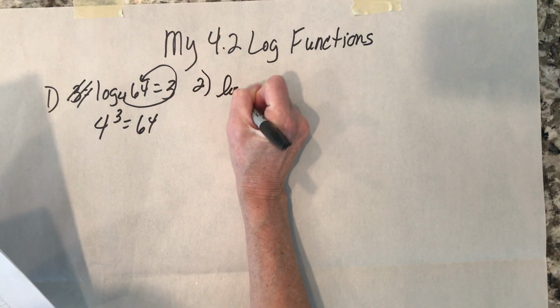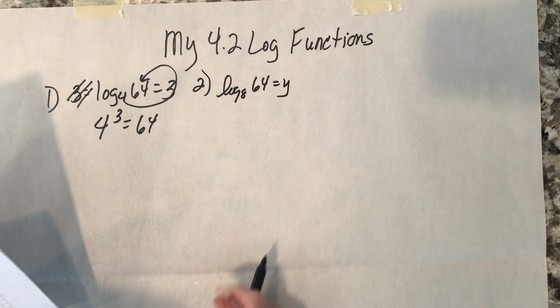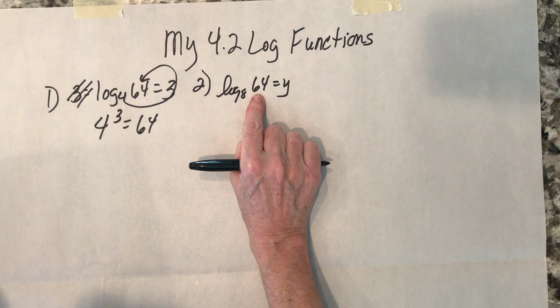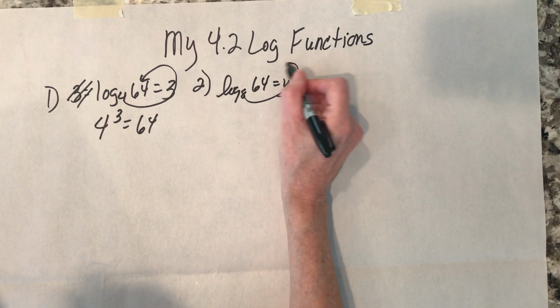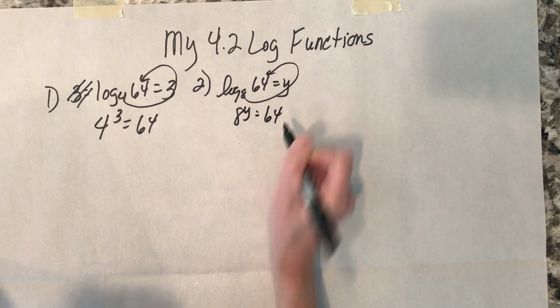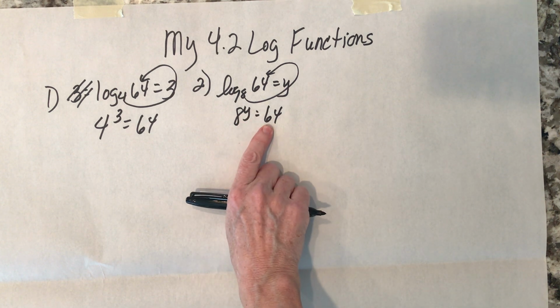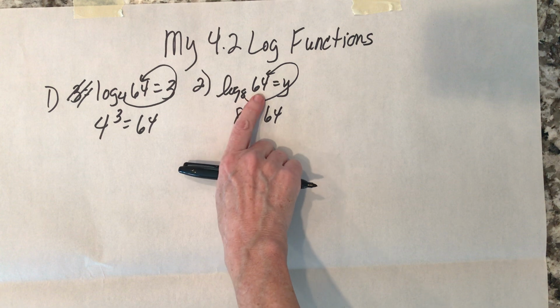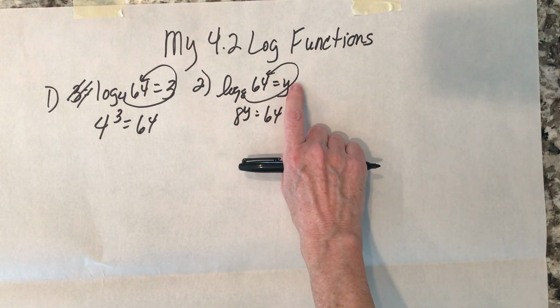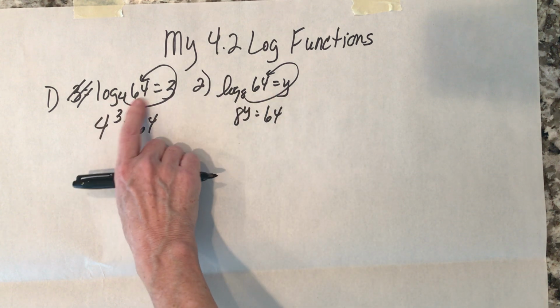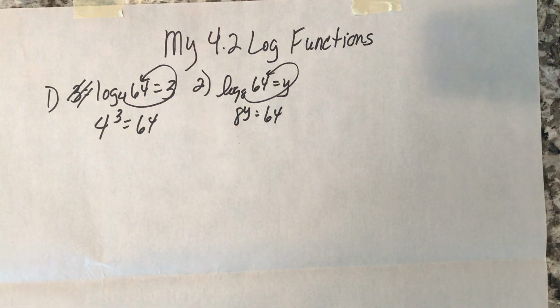Number 2, log base 8 of 64 equals y. We're saying, what do you have to raise 8 to make it 64? Remember, this is the opposite function of exponentials. So we can turn this into an exponential: 8 to the y equals 64. That's what they want you to do. On your number 2, we know that y would be a 2 there. 8 to the second power gives you 64. So log base 8 of 64 equals 2. Remember, the exponent is always across the equal sign. The exponent is always the answer in a logarithmic. Logarithmic equals, there's the exponent.